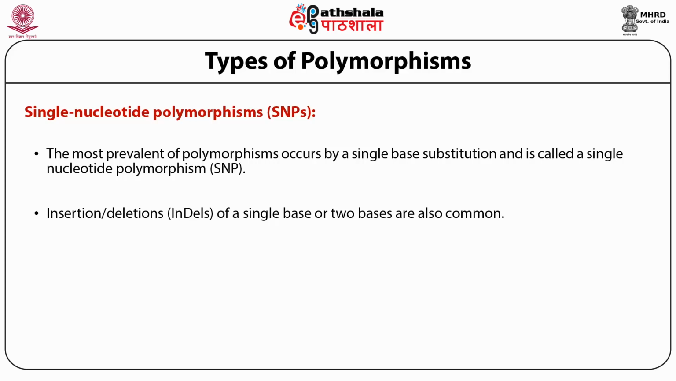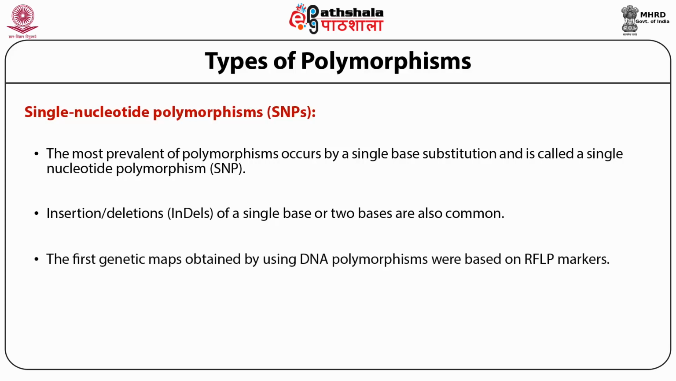it is called a restriction fragment length polymorphism, that is RFLP, or a restriction site polymorphism, that is RSP, as the presence of the mutant allele activates the enzyme and results in formation of restriction fragments. The first genetic maps obtained by using DNA polymorphisms were based on RFLP markers.